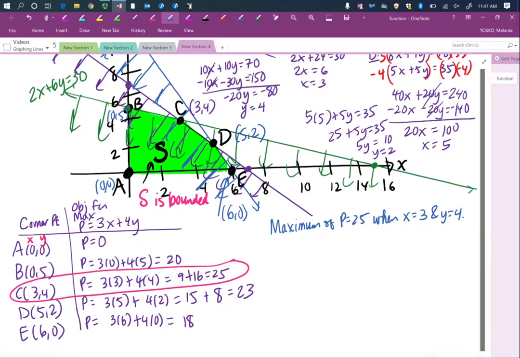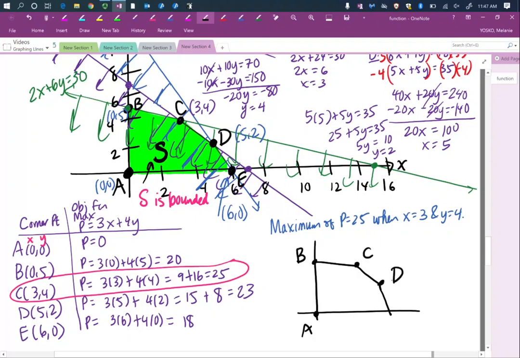We're also going to talk about what's happening here. What is this actually doing? What does this line P look like? So I just want to reproduce the basic shape of my graph, not exactly to scale, but here's what we have. This was A, here's B, here's C, here's D, and here is E. And we were looking at this region right here. This was our feasible set S, which is definitely bounded.